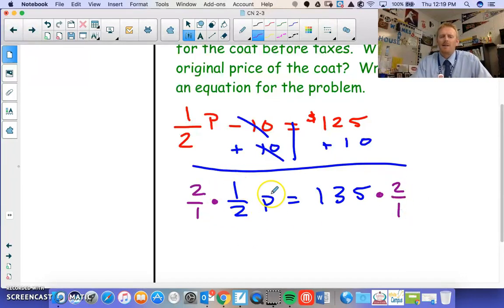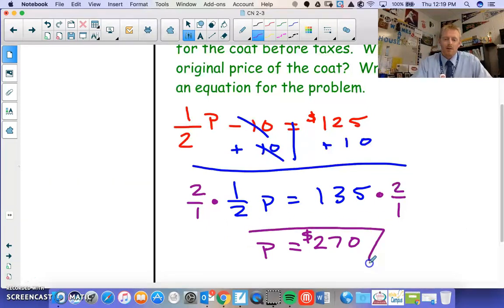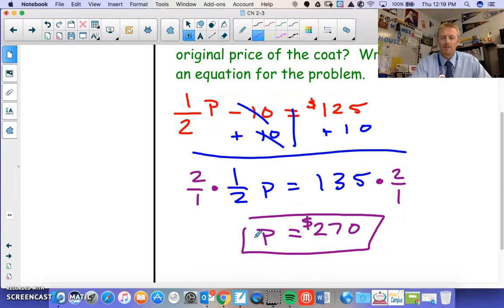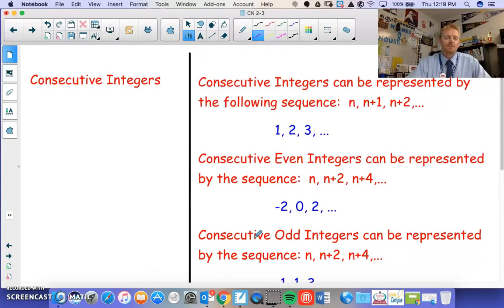And anyways, just logically thinking, half of a p, if we want the whole variable p, the whole price, we're going to find it that we do 135 times 2. So the whole price is equal to $270. And that seems like an awfully expensive coat. I don't think I would want to buy that one. What is it made out of? Gold?